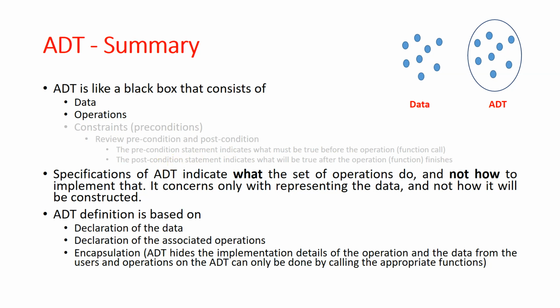A good practice when you write a program, when you write a function, is always to have precondition and postcondition statements as comments before the function. Specification of ADT indicates what the set of operations do, but it doesn't tell us how these are implemented. It only concerns representing the data and not how they are constructed. So ADT definition is based on declaration of the data, declaration of the associated operations, and encapsulation. So basically hiding the data and hiding the implementation details of the operation from the user, and the operations on the ADT, or abstract data type, can only be done by calling the appropriate functions that are available to the user through the interface.